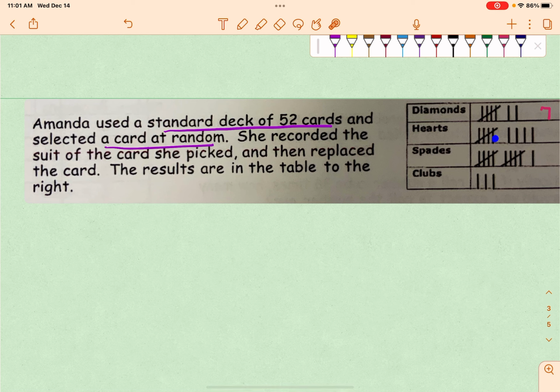For hearts it's 5, 6, 7, 8, 9. For spades, 5, 10, 11. So 11 there. And clubs, there are 3. Now, if I were to total all that up, that would give me a total of 30. So I know that there's a total of 30 here. And we're going to use this information as we go through some questions and answer them.